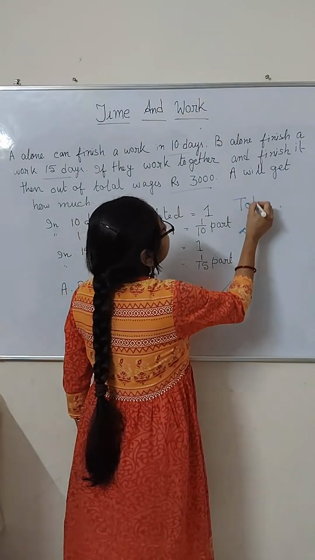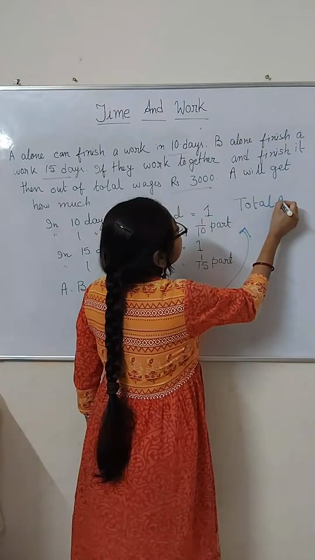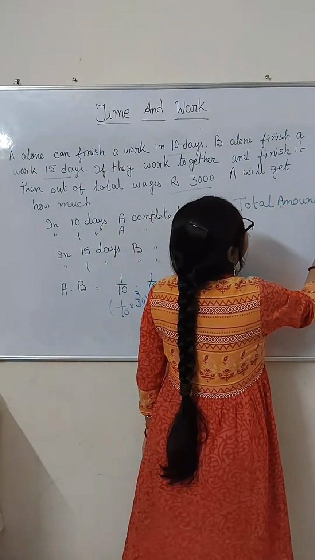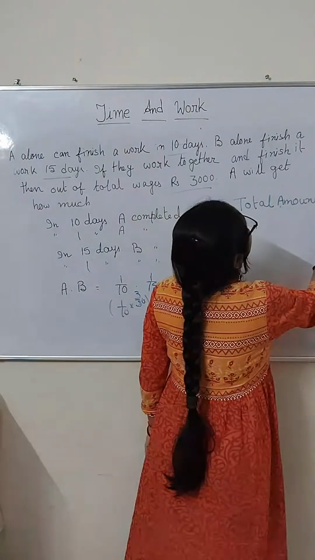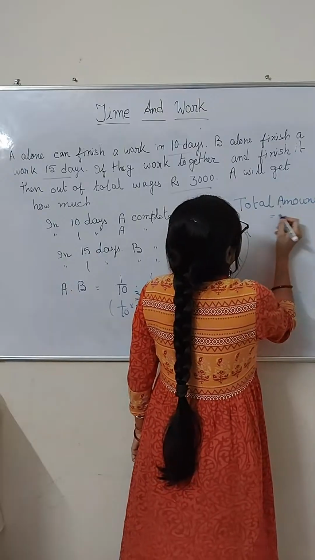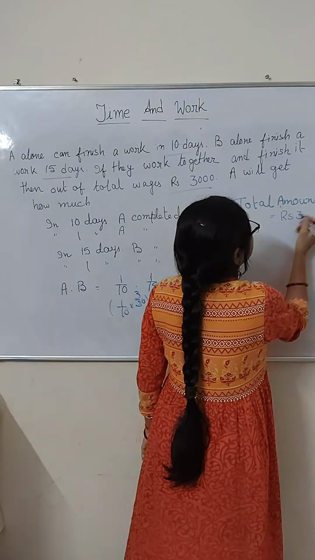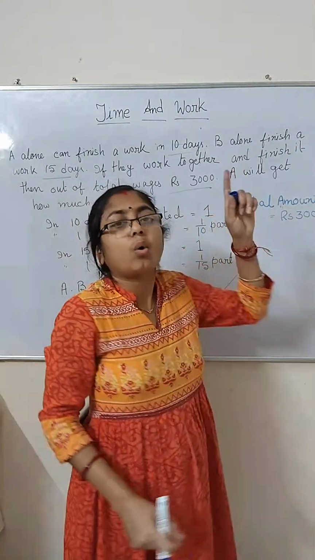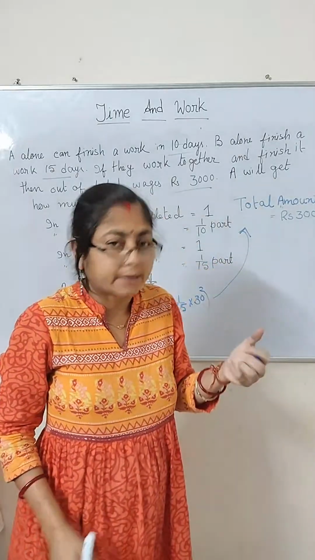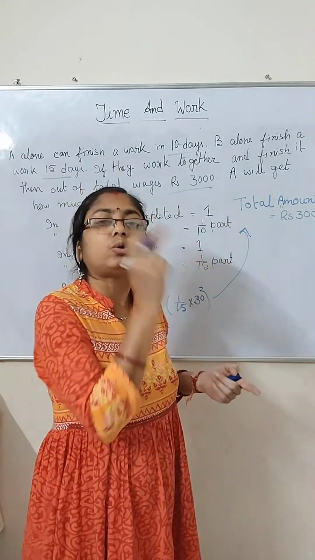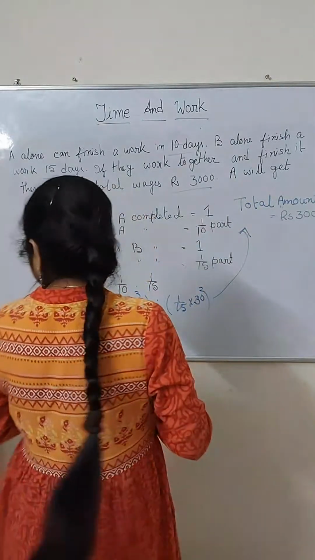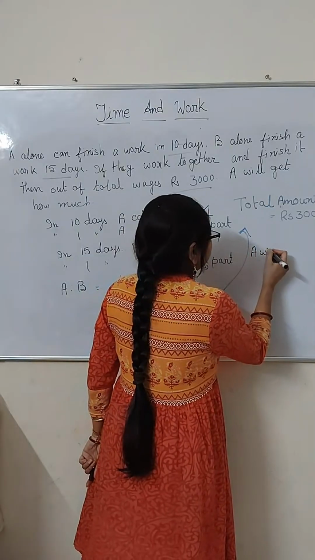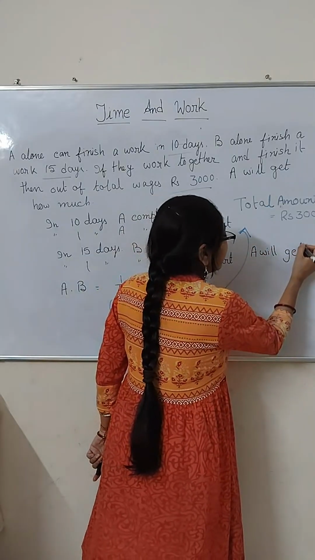Total amount, rupees 3,000. I need, what is our concept? Only A will get how many parts, not B. So I find out only the A part. A will get, how can you write?